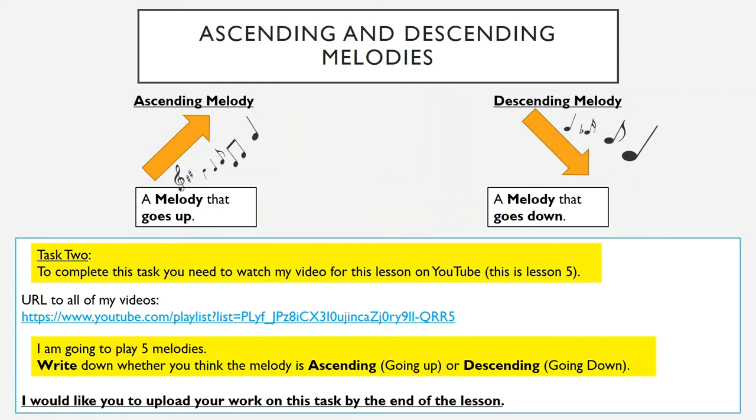So for task two, you'll have to be on this video to listen to it. So I'm going to play 5 melodies, and you're going to write down whether you think it's an ascending or a descending melody. So I'll go through that again, just so you can make sure it's definitely clear. To complete this task, you will need to watch this video on YouTube. This is lesson 5. I'll put the URL there as well. I'm going to play 5 melodies. Write down whether you think the melody is ascending or descending. So let's get started. Melody 1.